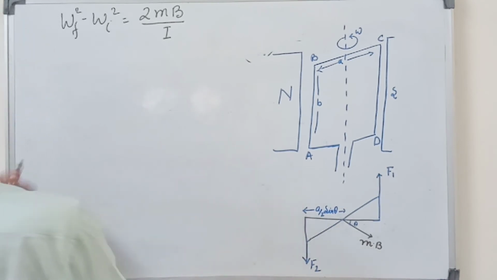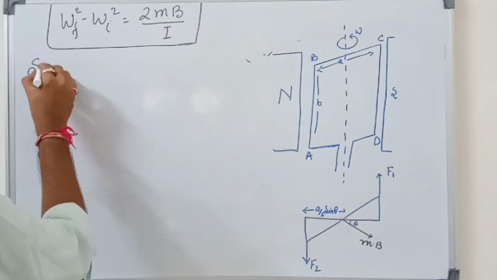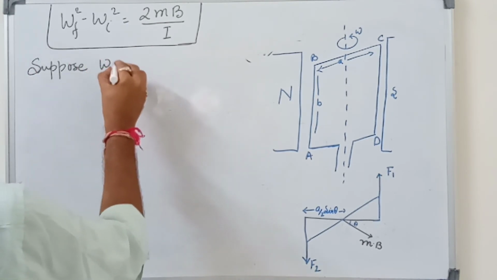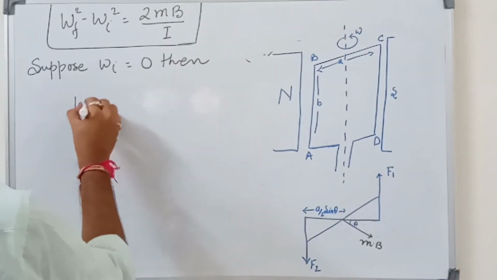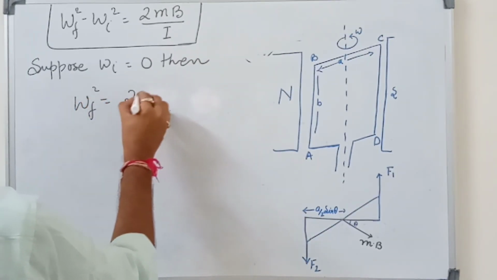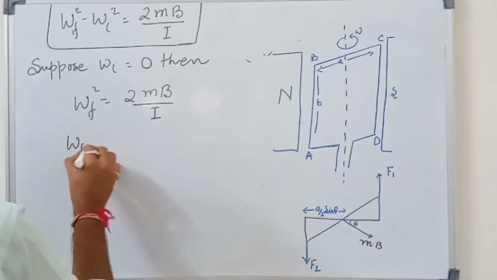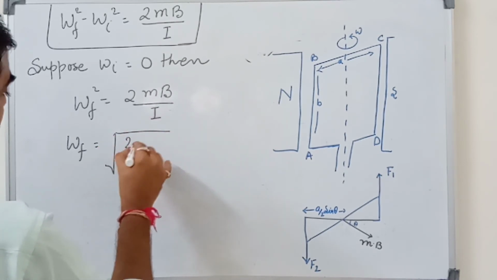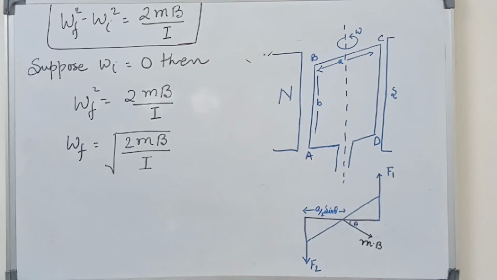First formula is there, and second formula: suppose initially angular frequency is 0, then ωf² is equal to 2mB upon I. Now ωf is equal to the square root of 2mB upon I. Okay, so here is the angular frequency given.